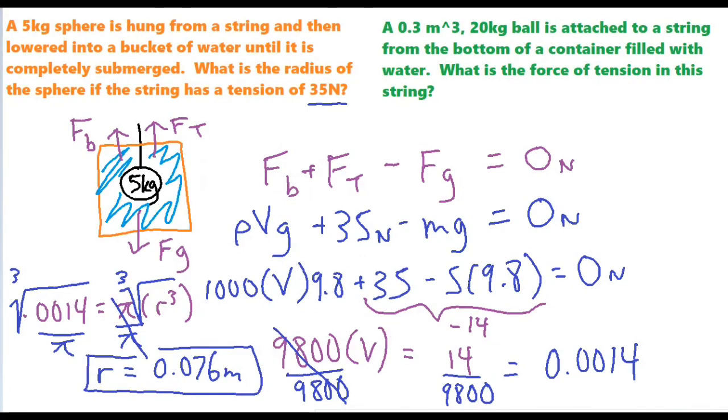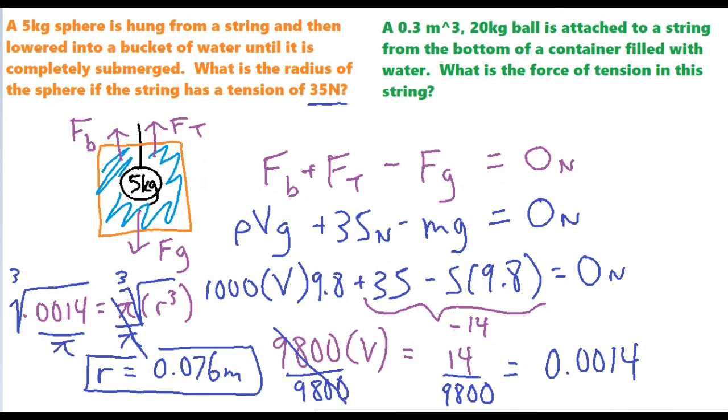So after you divide 0.0014 by pi, what you can do is if you can find a cube root button, go ahead and use that. If not, you can raise it to the 1/3 power, and that would be the equivalent of taking the cube root. And then you would go ahead and find your radius from there.